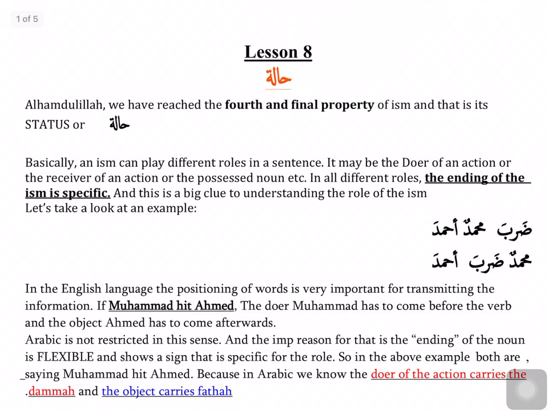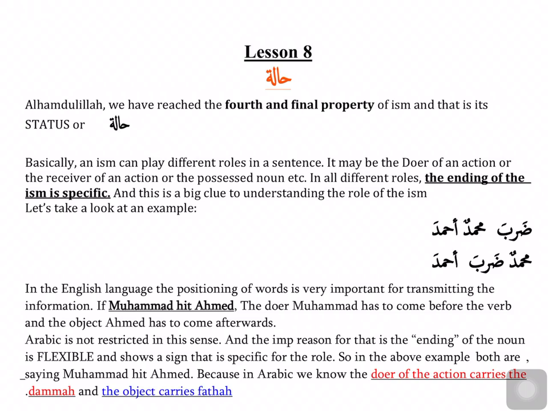So basically an ism plays different roles in a sentence. So when you see a sentence and you see the ism in it, the same ism, sometimes you see it ends in a dhamma, sometimes it ends in a fatha, sometimes it ends in a kasra, and we wonder what's going on. So that's what hala is. That's what the i'rab of the word is.